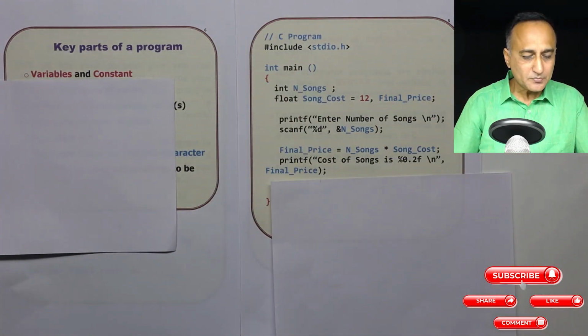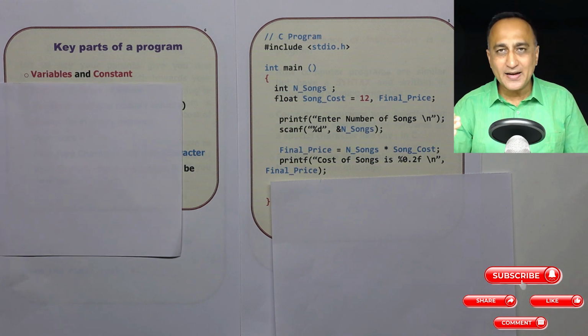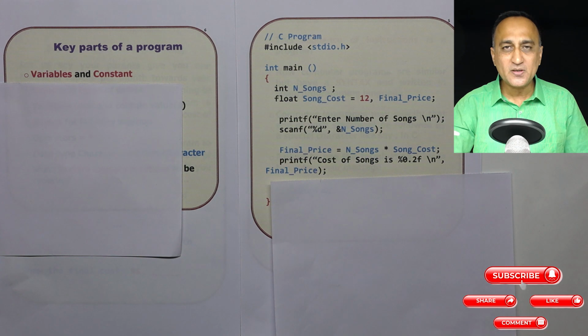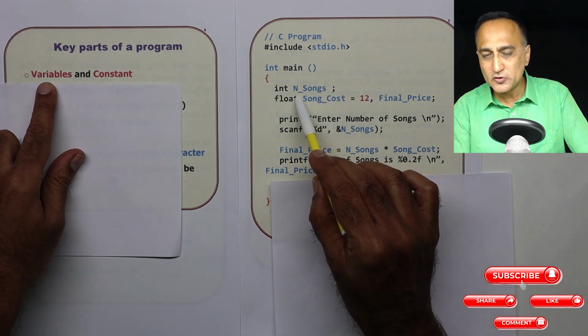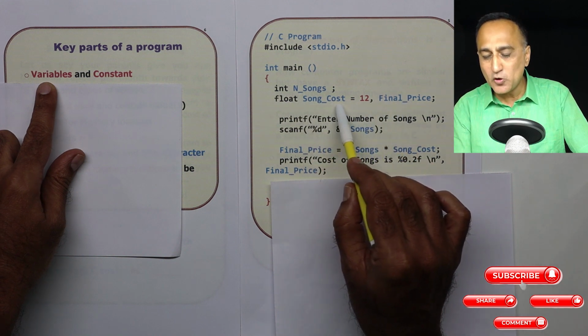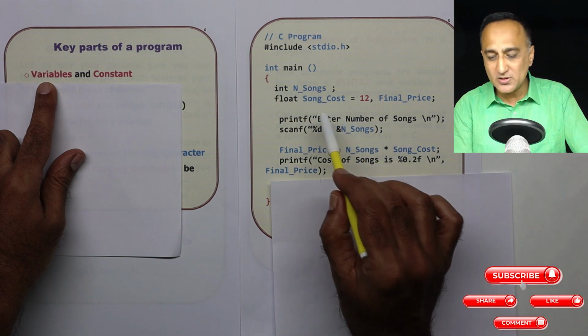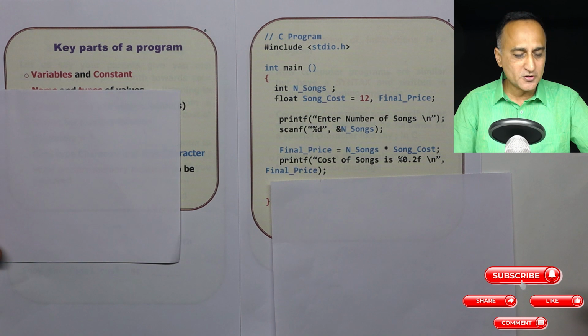First is you need something called variables, because in order to do calculations or in order to read values or store values given by the user, you require a memory location which changes. So those are known as variables. Example is number of songs is a variable, final price is a variable. Whereas this cost of a song is fixed by me. So this is an example of a constant. So 12 is an example of a constant.